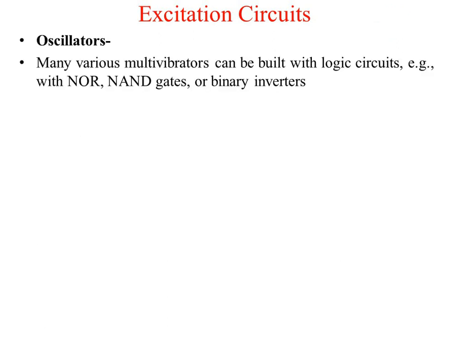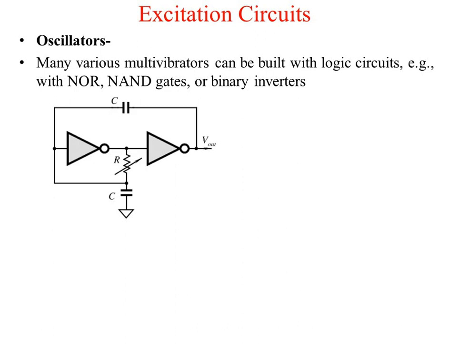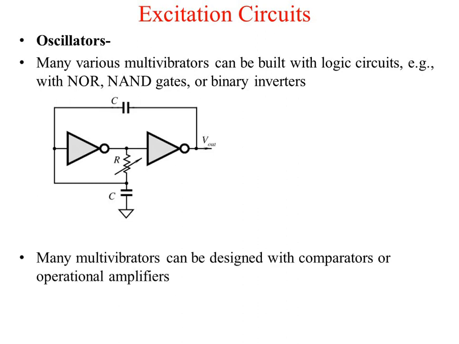Okay, so we can generate multivibrators using digital circuitry also. We can use NOR gates as well as NAND gates, or binary inverters. So we can generate a circuit like this one. Using the inverters, we can generate a square wave at the output V out. So this is how the circuit generates using digital circuitry or logic circuits.